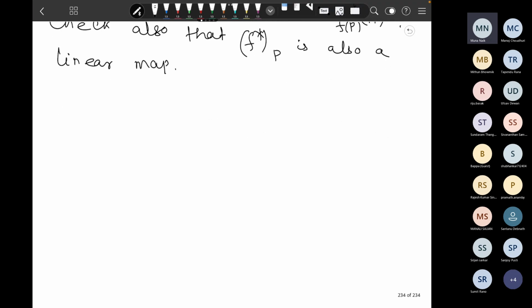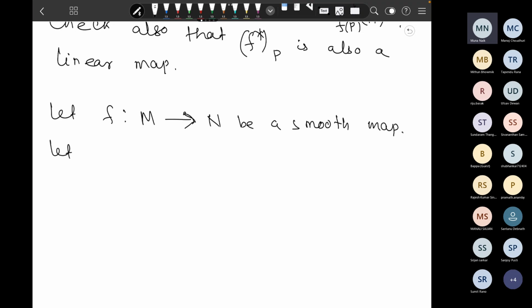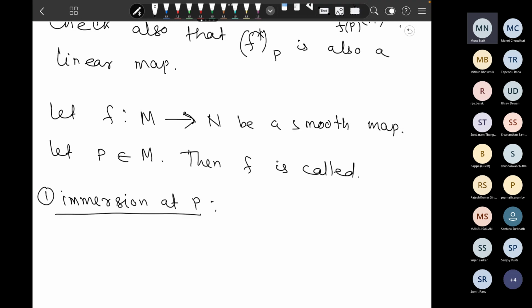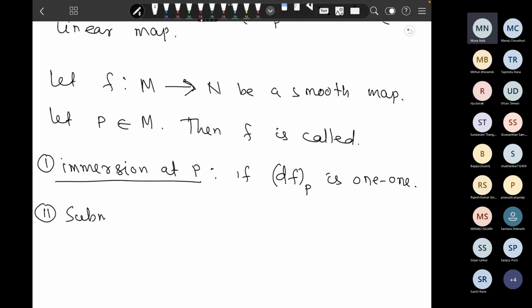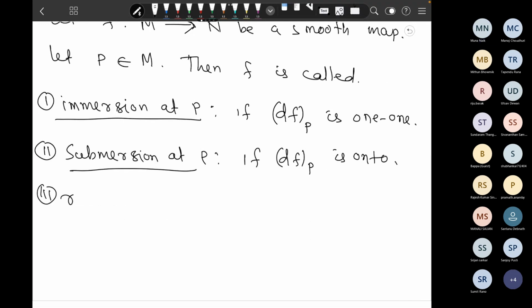Now let F from M to N be a smooth map, and let P belong to M. Then F is called, first concept, and this is a very important concept, an immersion at P if DFP, which is a linear map, is one-to-one. Second is a submersion at P if DFP is onto. Third is regular at P if DFP is one-to-one and onto.